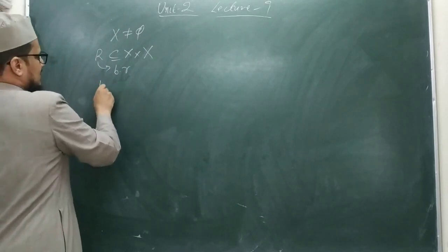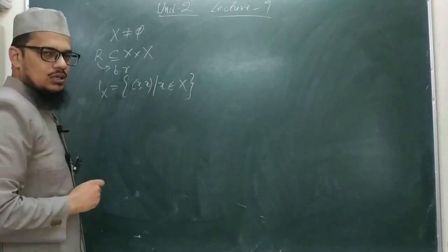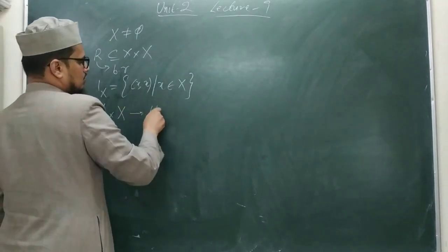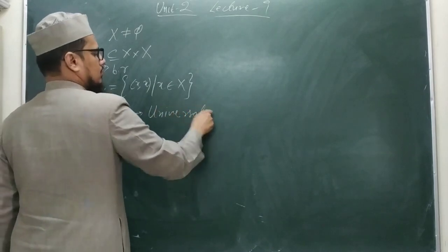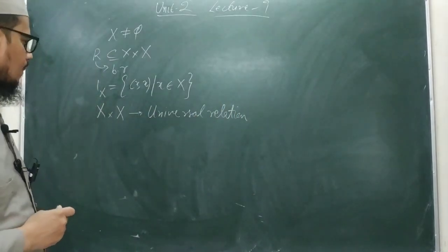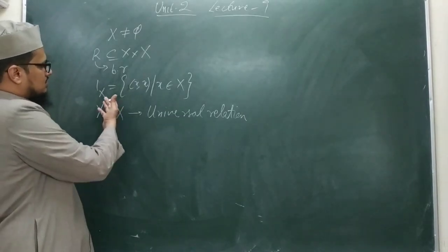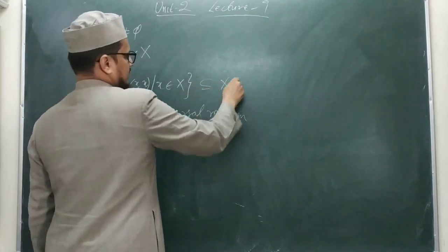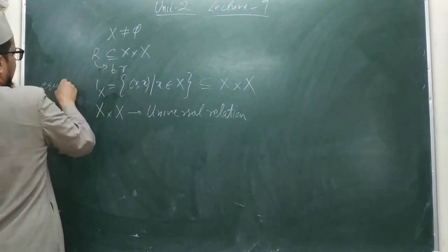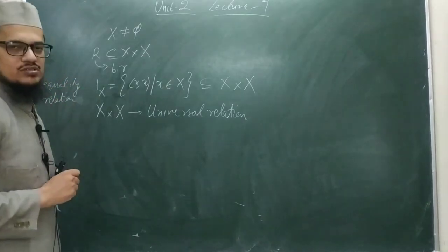Now the set of (x, x) such that x belongs to X is called the identity relation, or equality relation, denoted 1_X. And X cross X is called the universal relation. Both are binary relations, since X cross X is a binary relation, and 1_X is also a binary relation since it is a subset of X cross X.